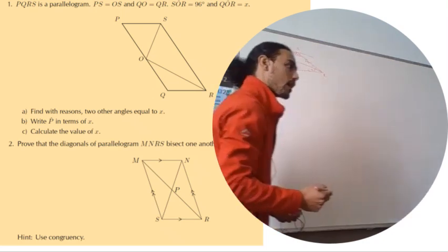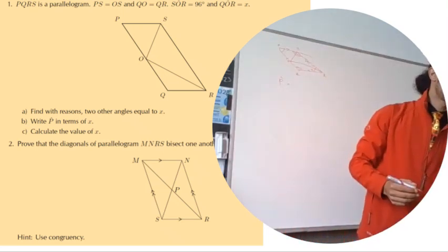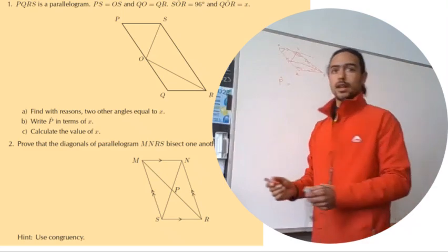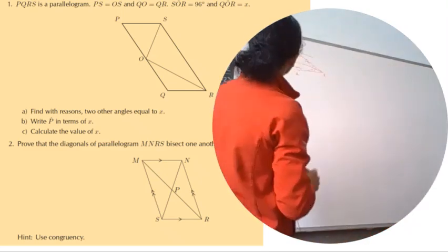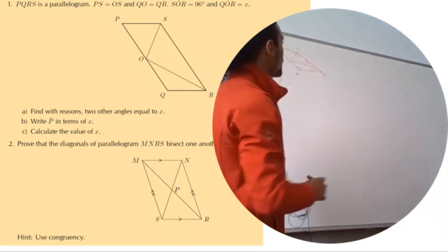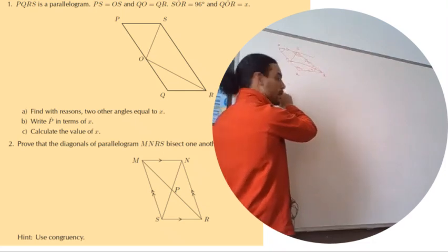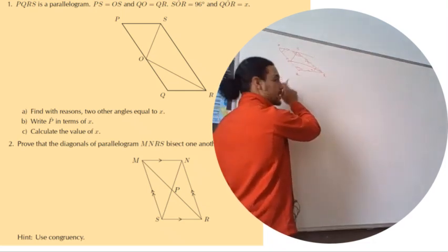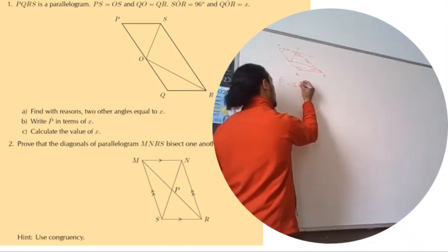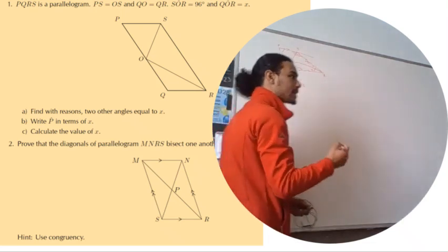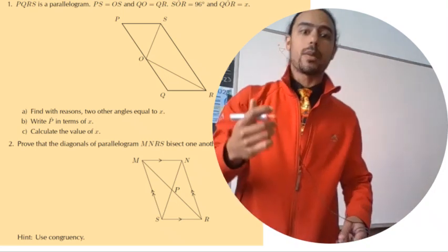This is a parallelogram. And what did we say now of a parallelogram? That the opposite angles are equal. So that means angle P is actually equal to angle QRS. Why do I say that? Because that's one of the properties of a parallelogram.